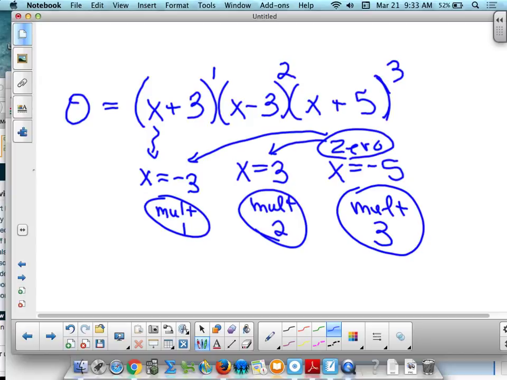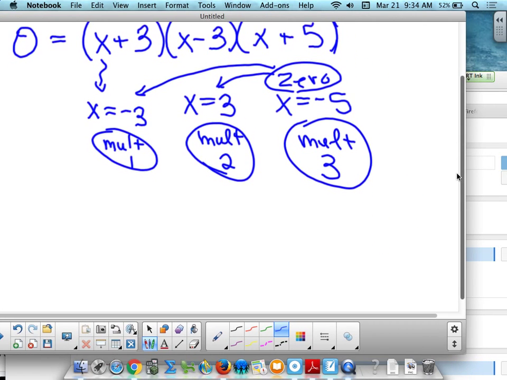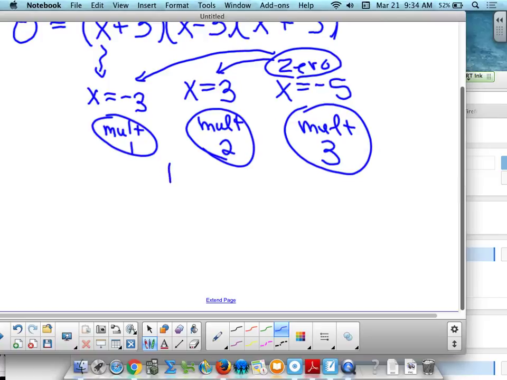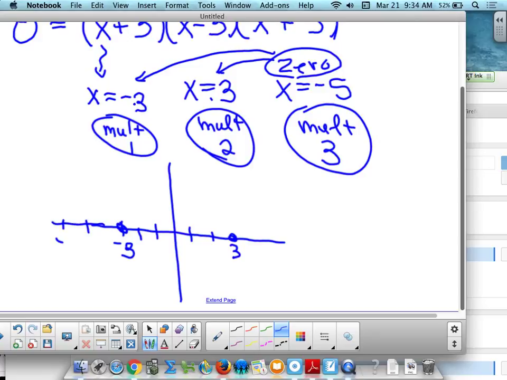Here's what they want to know. What does this do to our graph? Well, let me show you. Okay. You have to understand zeros are just x-intercepts. So this is 3, this is a 0, this is -3. Okay, what's the other one? -5, keep going this way. Okay, so here's what you have, 1, 2, 3. 3 zeros. What do the multiplicities do?